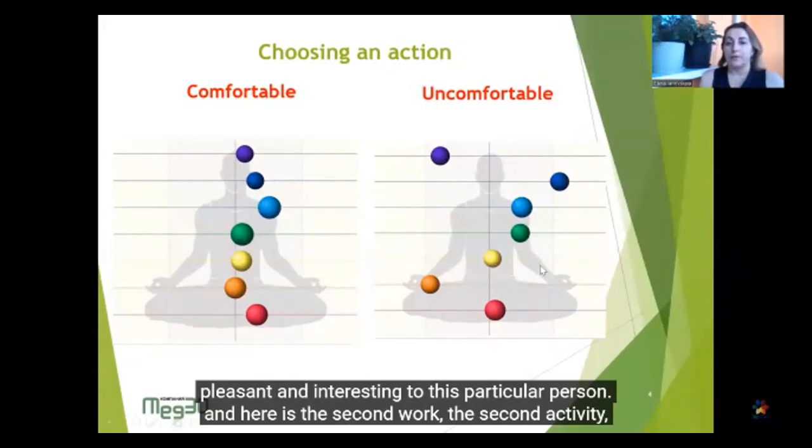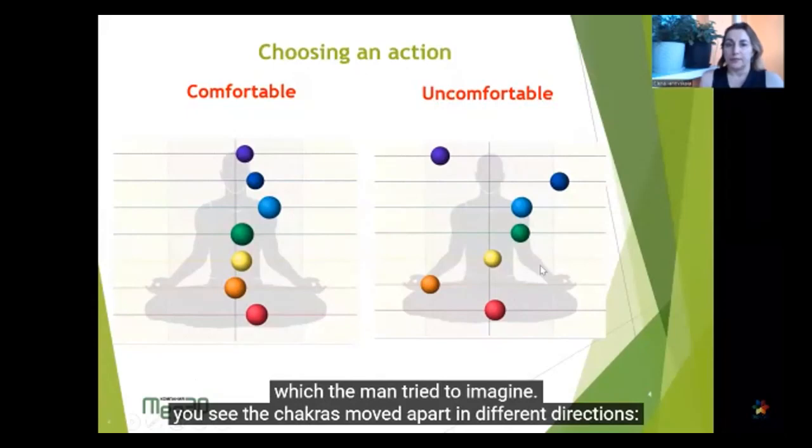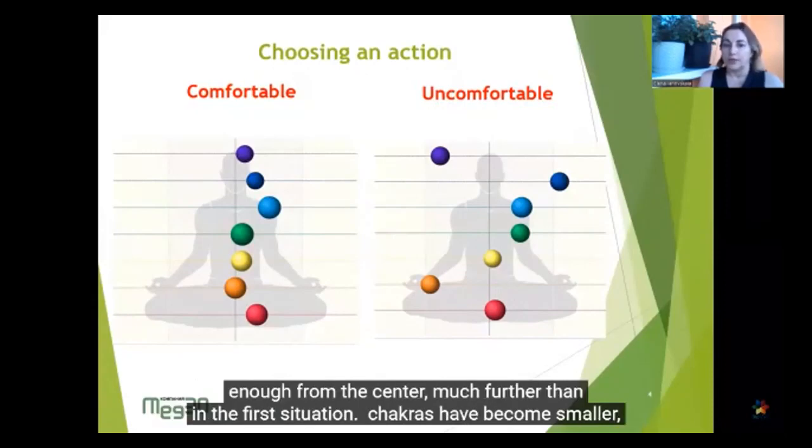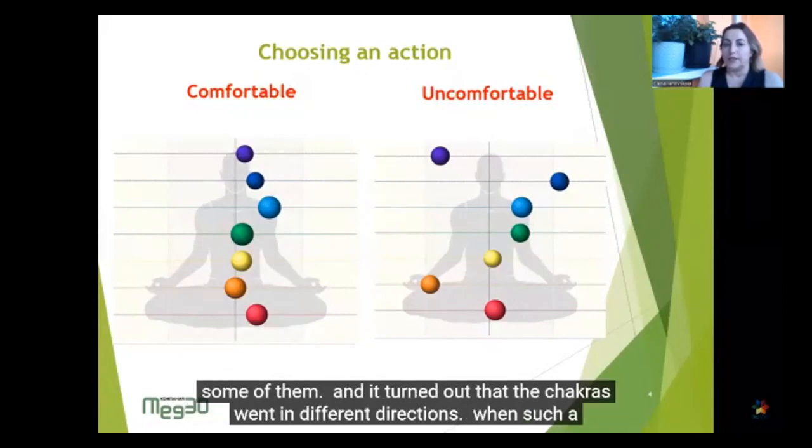And on the right side, there's a second job offer, the second activity, which the man tried to imagine. You see the chakras moved apart in different directions. On one hand, some socially important, significant needs appeared, but the chakras moved far from the central axis, much further than in the first situation. Also some of the chakras have become smaller. And it turned out that the chakras went in different directions.